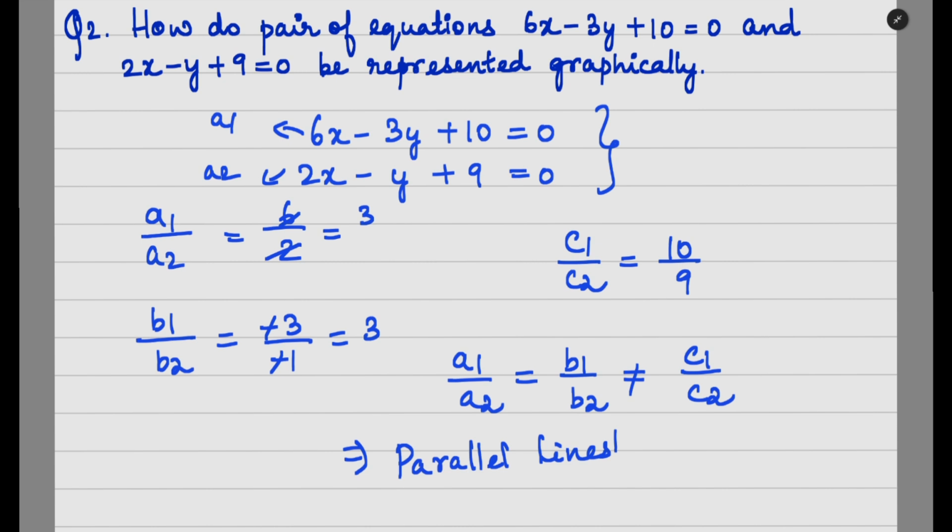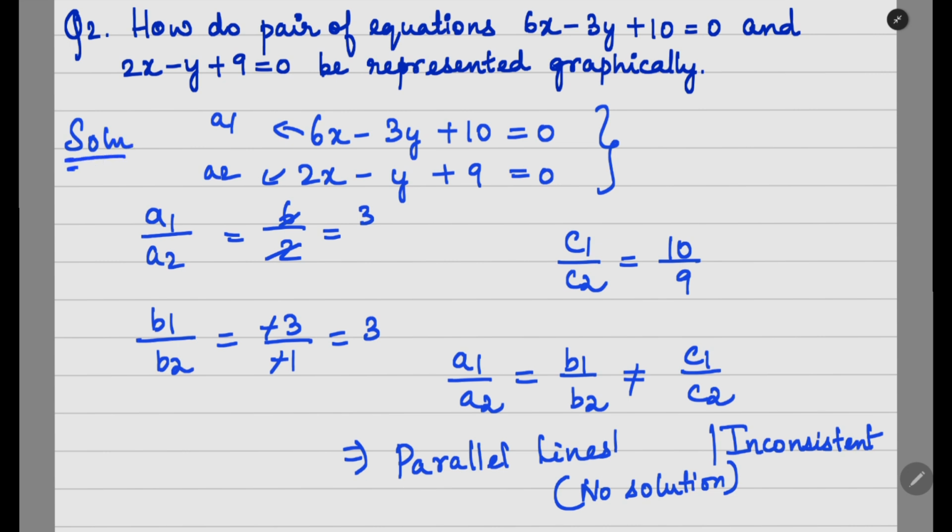If you're really plotting it, then you'll be getting parallel lines. It will not have any solution. So let me write no solution. They'll never meet each other in any of the directions, so no solution. And we can also call them inconsistent in nature. If you are able to write all of this, then you'll get full marks.